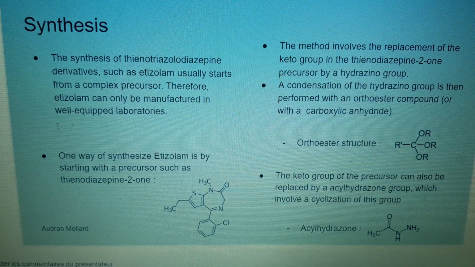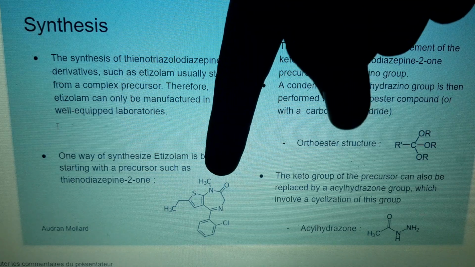I will start with the synthesis. There are many different ways of synthesizing Etizolam. One way is by starting with a precursor with a similar structure to Etizolam, such as thienodiazepine-2-one. You can see the structure here.